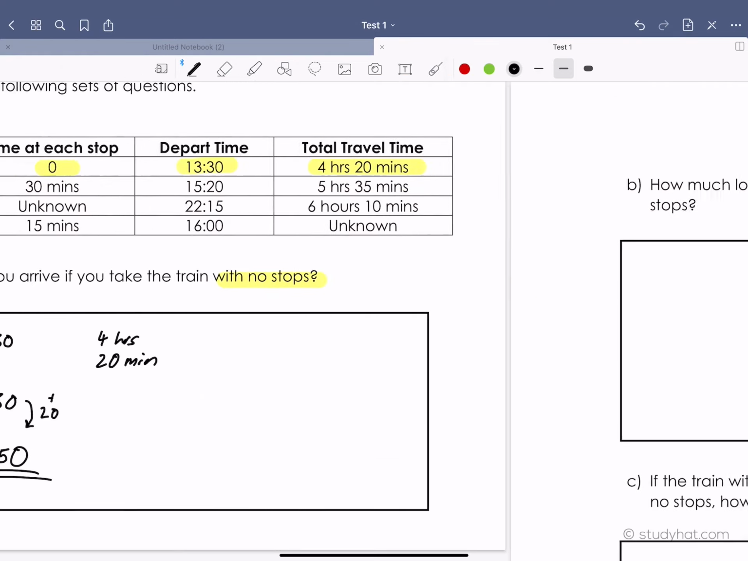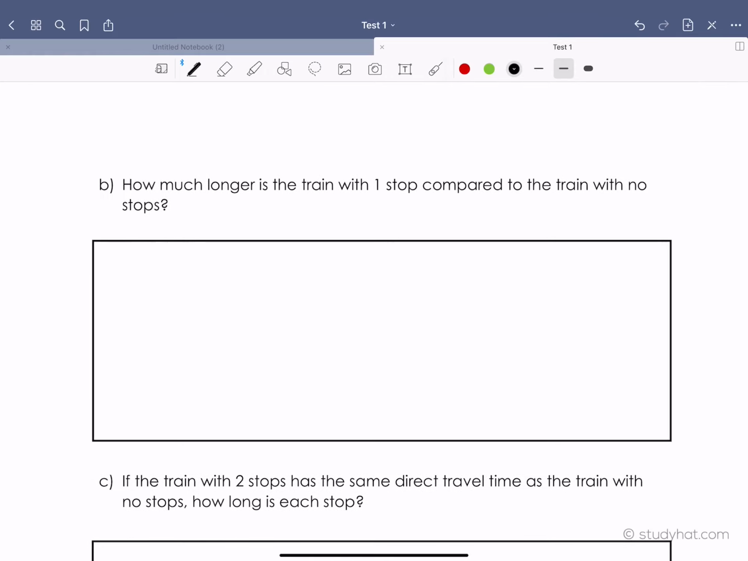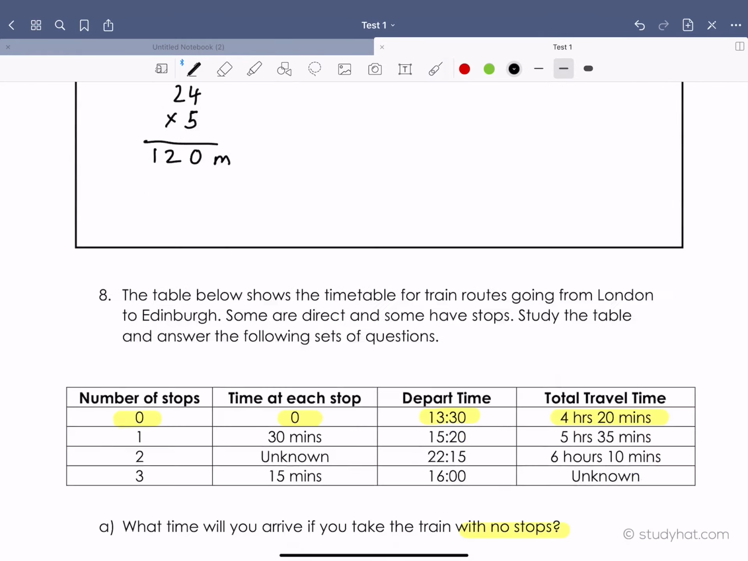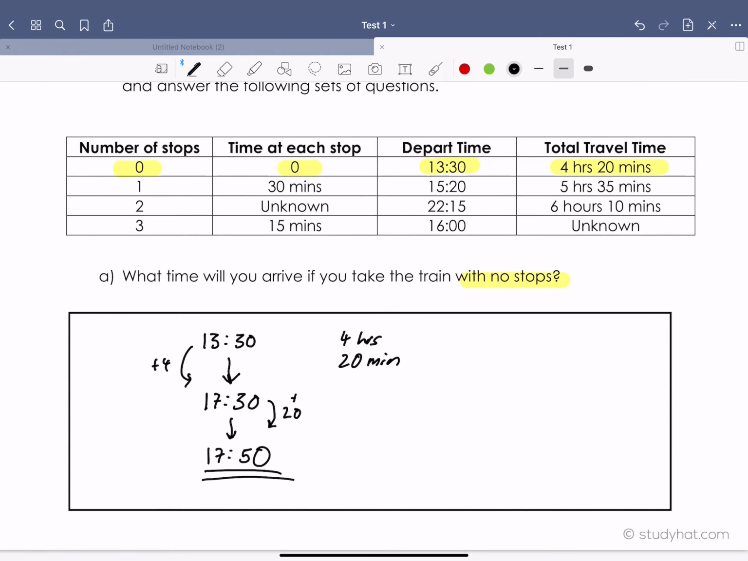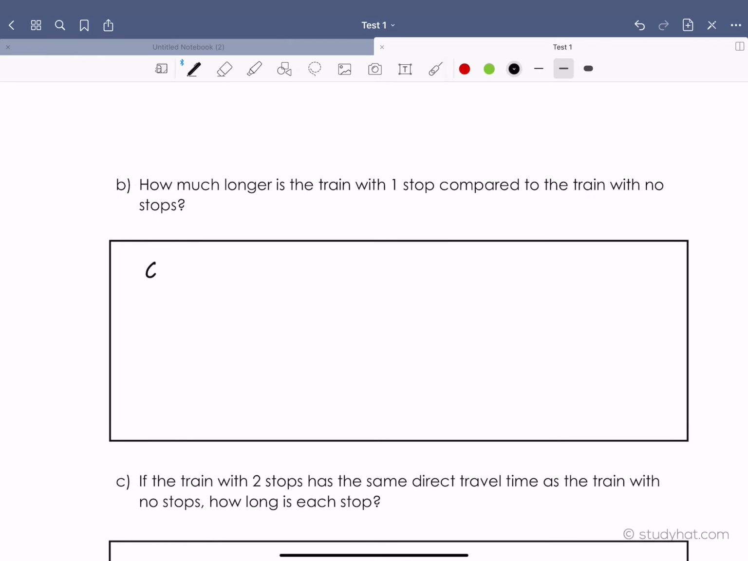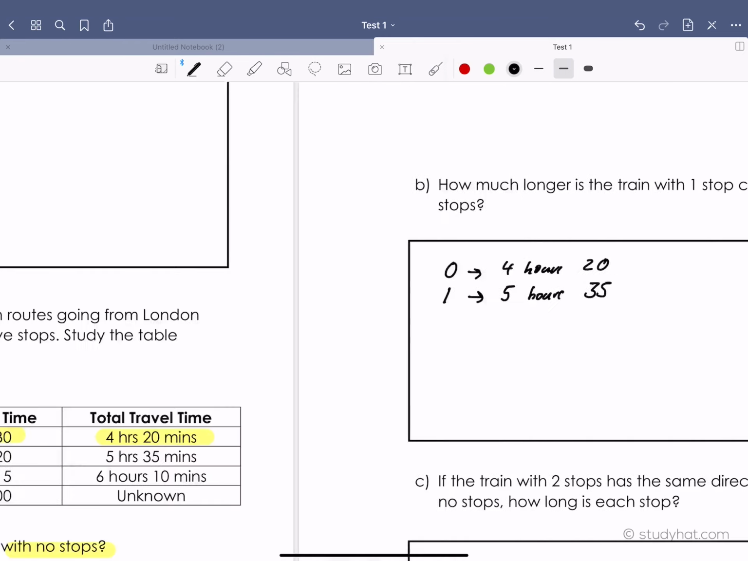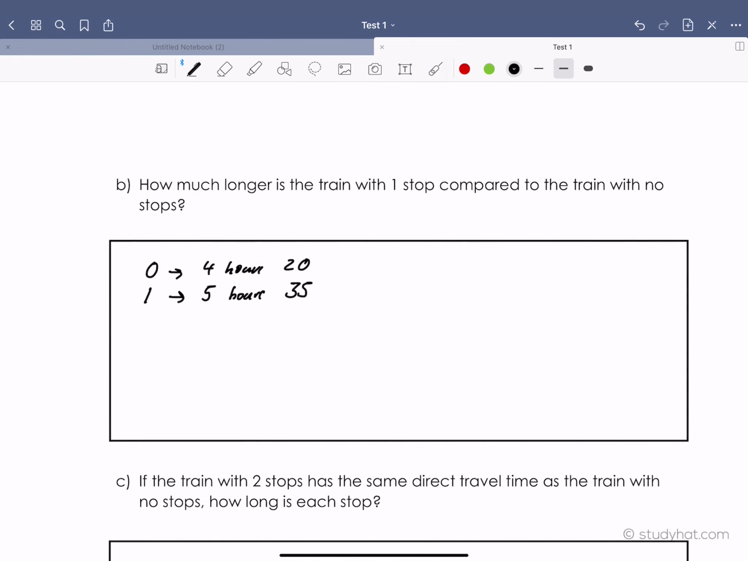10 to 6. How much longer is the train with one stop compared to the train with no stops? Well, have a look at the times. So the travel time for no stops was 4 hours 20, and for one stop was 5 hours 35. Just check that. 35. Okay. So what's the difference?